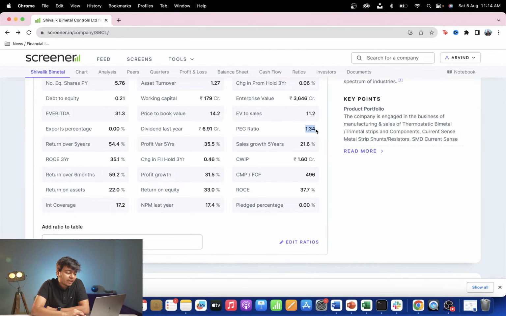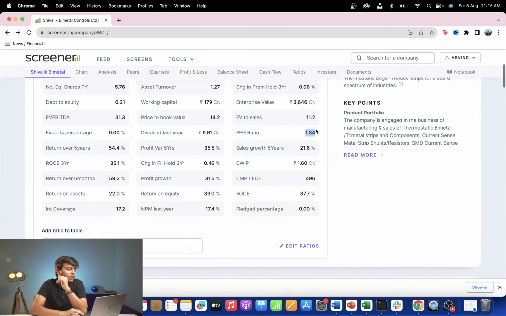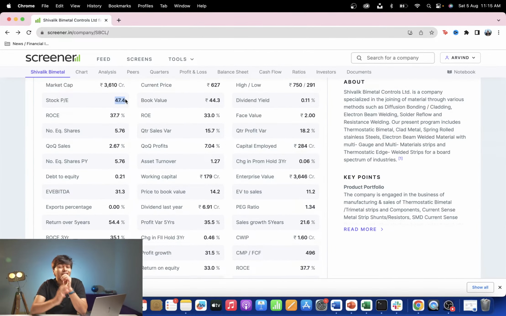Then we have the PEG ratio. PEG ratio is again something that is very important. Now to understand the PEG ratio, we'll have to understand the PE ratio first. So let's talk about the PE ratio. The PE ratio of the company, as I mentioned, is 47.4, which is a tad bit on the higher side. Given that it's 47.4 or 48, what it means is that as an investor, as a market participant, people are willing to pay 48 rupees for that 1 rupee of earnings of Shivalik Bimetals.